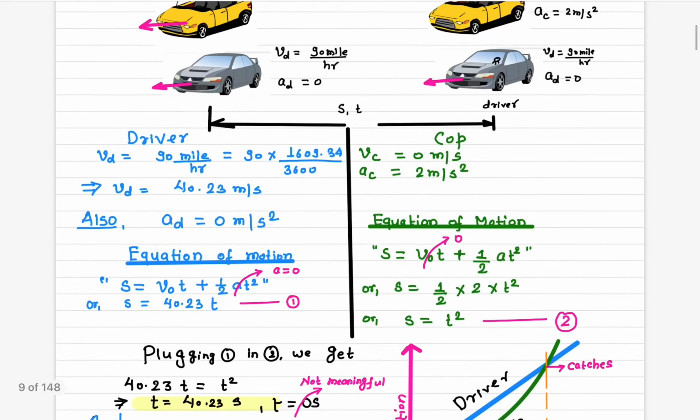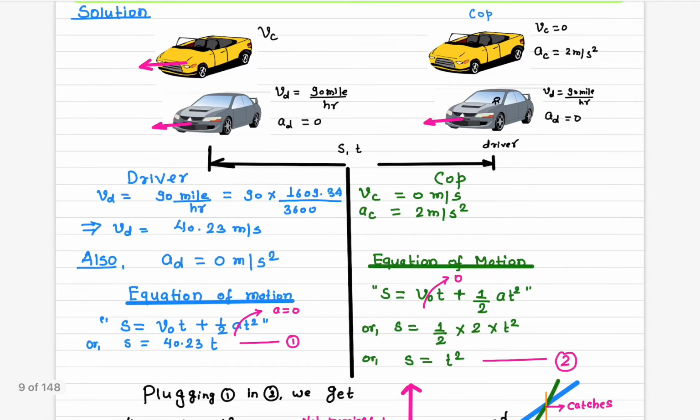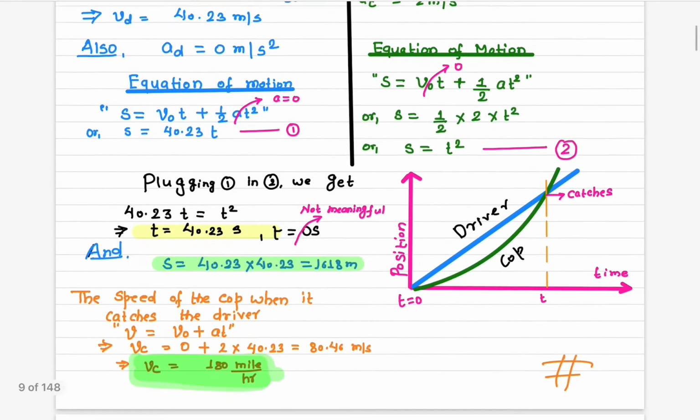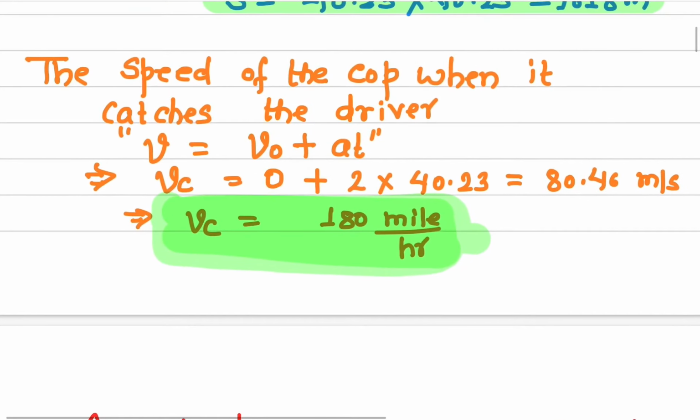Okay, and now we can also find out the speed of the police officer when he catches the speeding car. How do you calculate this one? The way we calculate this is by using this equation: V equals V0 plus at. And what is this V? That's the final velocity, the speed at the time the cop catches the speeding driver, which is Vc.